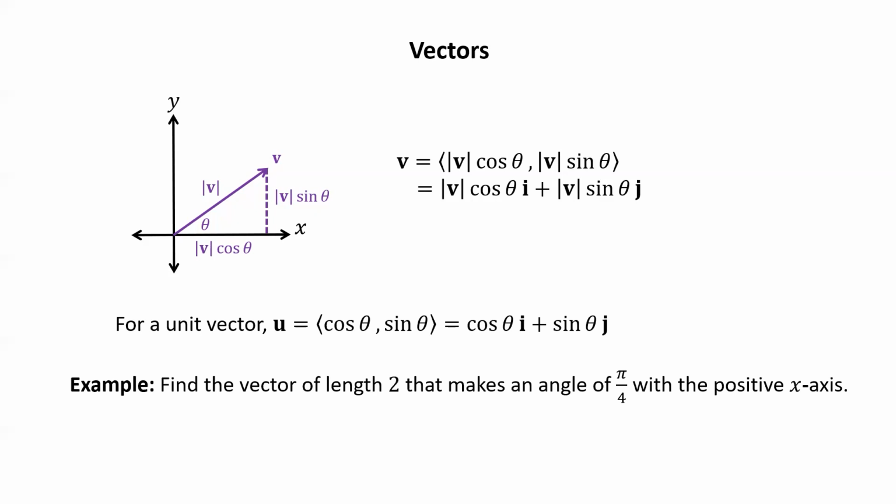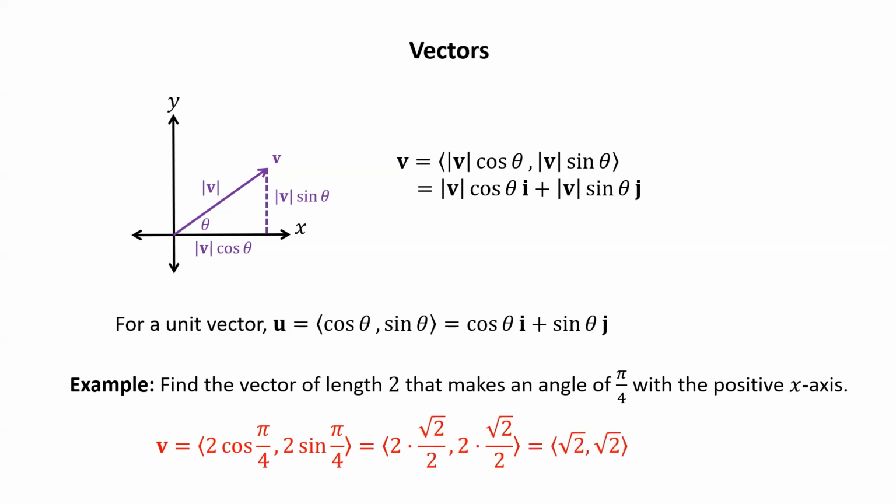Okay, let's try one more example. Go ahead and pause the video, try this example, and then resume it to check your answer with mine. Okay, so find the vector of length 2 that makes an angle of pi over 4 with the positive x-axis. So according to our formula here, we have v equals 2 cosine pi over 4, 2 sine pi over 4. Now the cosine of pi over 4 and sine of pi over 4 are both root 2 over 2. So this simplifies to the vector root 2, root 2.